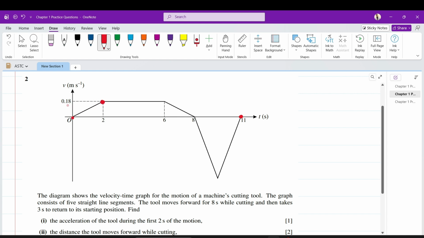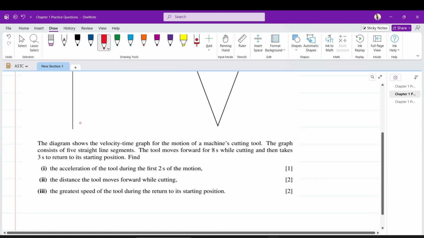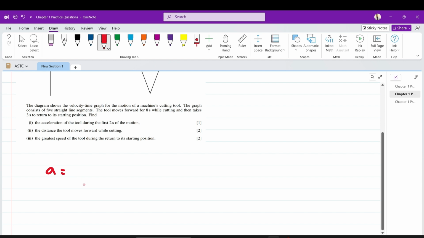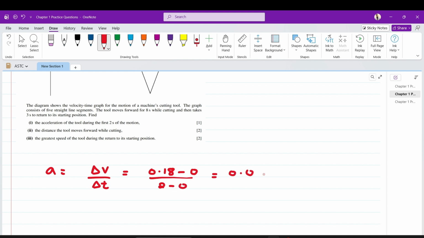What is the acceleration? So we know that at 2 seconds, the velocity is 0.18, and at the origin, it is 0, 0. So we can simply write that a is equal to change in velocity over change in time. So that will be 0.18 minus 0 divided by 2 minus 0, which gives us 0.09 meters per second. Sorry, meters per second square. This is acceleration. So that was the first part of the question.